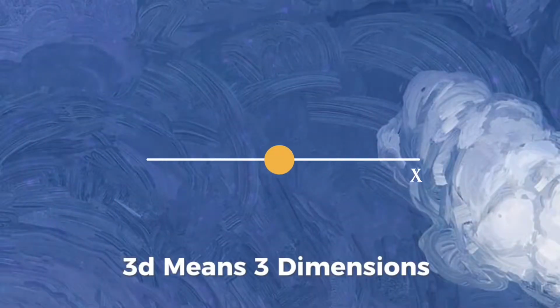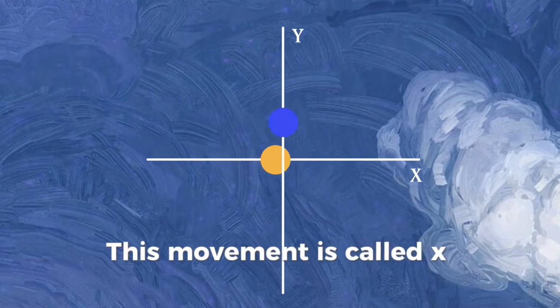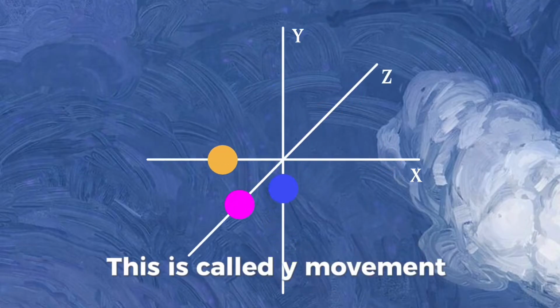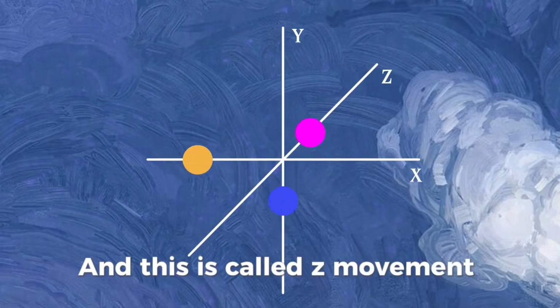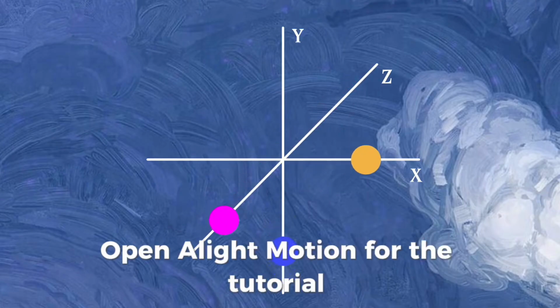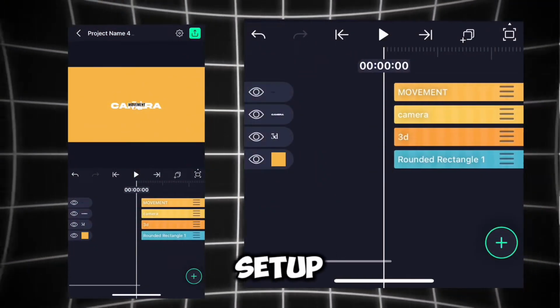3D means 3 dimensions. This movement is called X movement. This is called Y movement. And this is called Z movement. Open Alight Motion for the tutorial. First of all, make your setup.